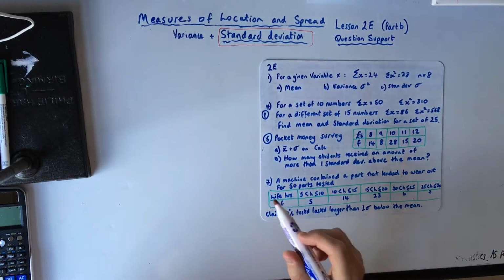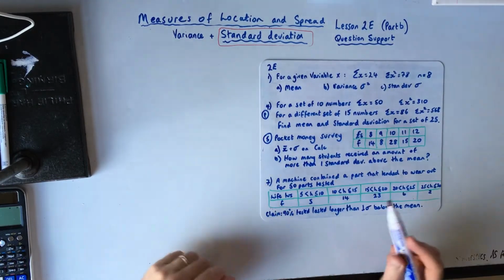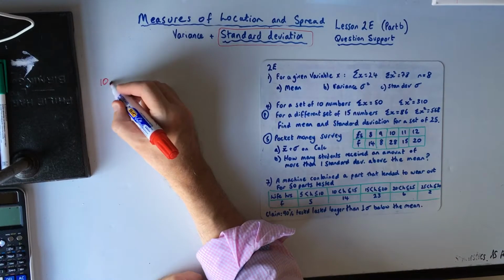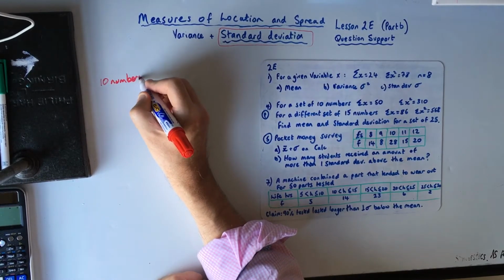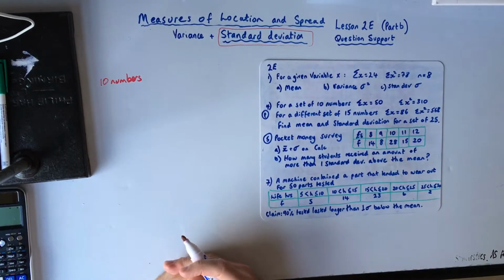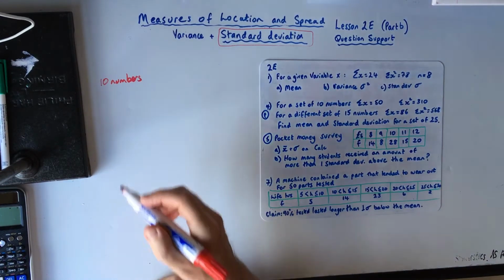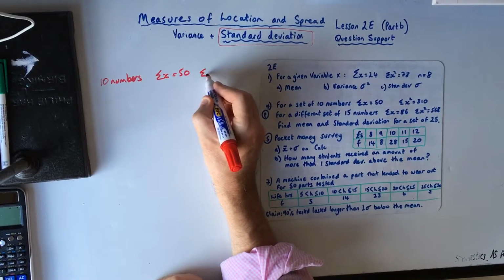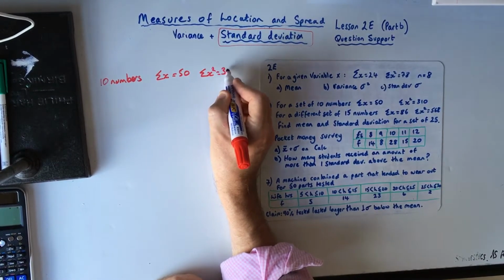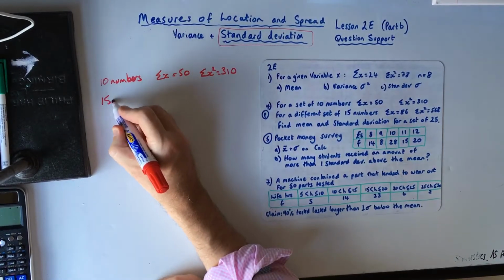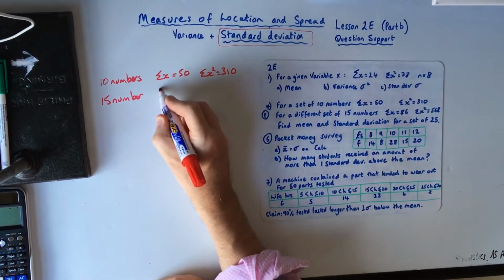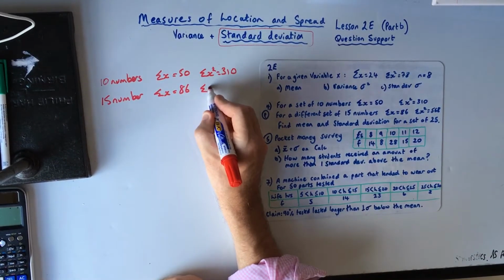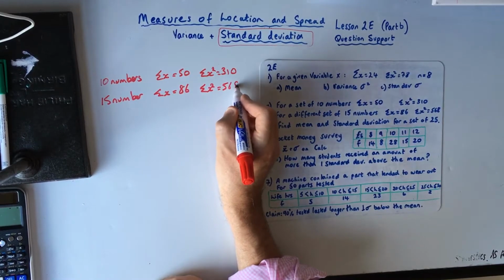Question 4, I did this one because it's got a P next to it saying it's a problem. Not really much of a problem. It's saying for a set of 10 numbers, to me it seems really straightforward. A set of 10 numbers, and for those numbers the sum of x is 50 and the sum of x squared is 310, and for a different set of 15 numbers the sum of x is 86 and the sum of x squared is 568.